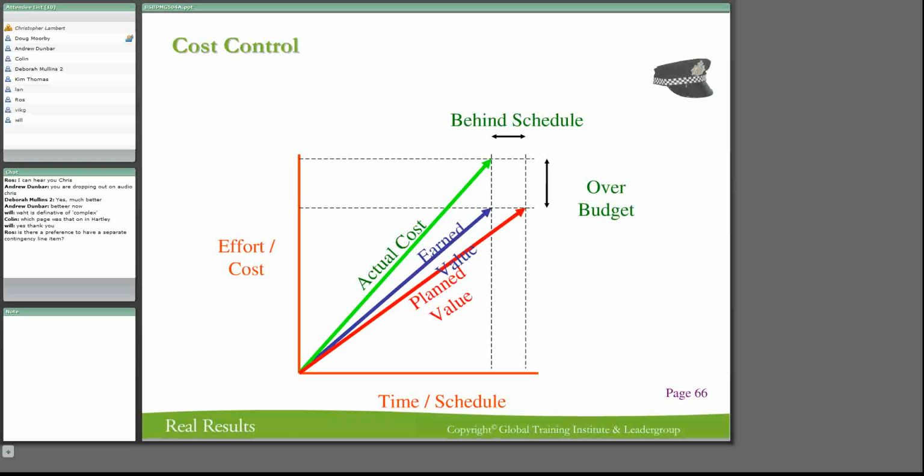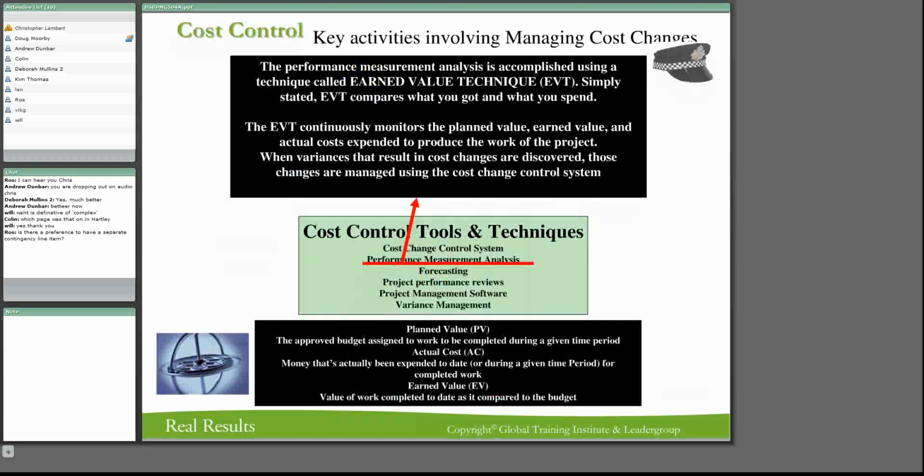So there's your actual cost. All right, there's your time schedule, so your end value is there. So that's where it is. So here's where you go over budget or under budget, and here's where the time schedule is. Okay, that's earned value.